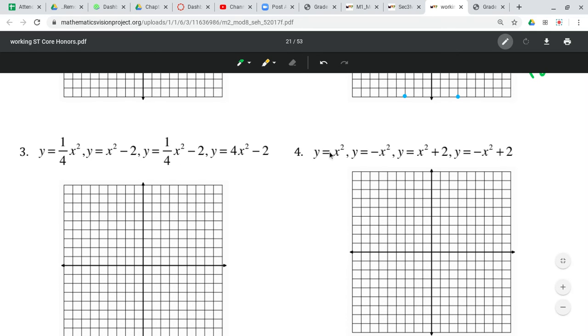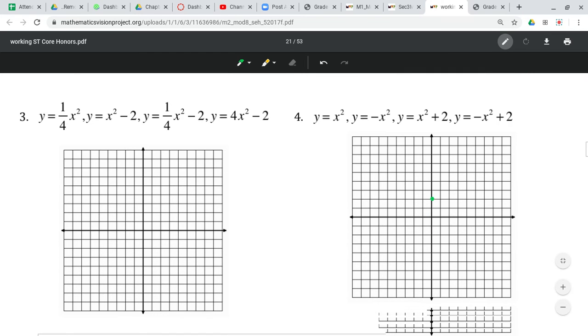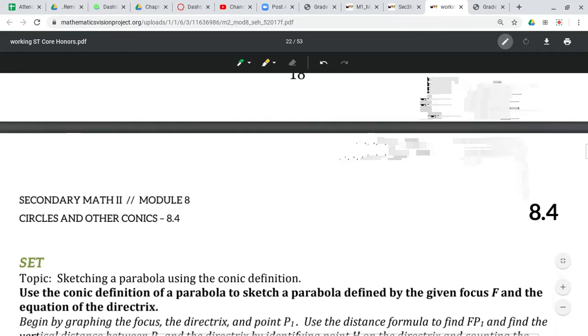Here you're looking at the regular, the inverse, our regular parabola plus 2, and our inverse parabola plus 2. So looking at what those look like. So remember that plus 2 just means it's being moved up 2 on our y-axis. All right, the next thing we're going to look at.